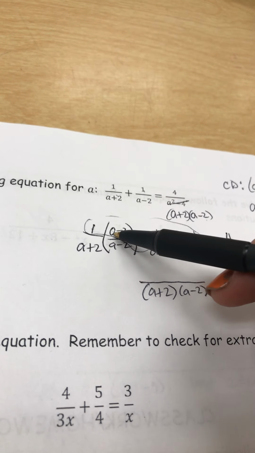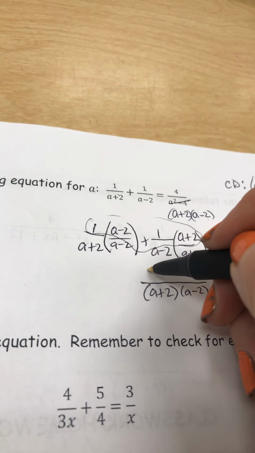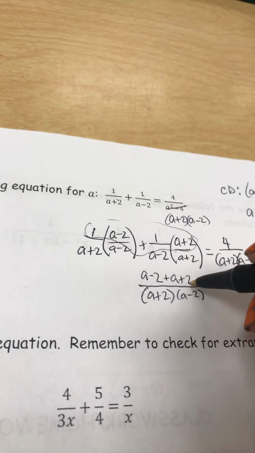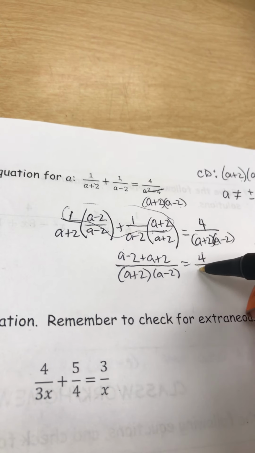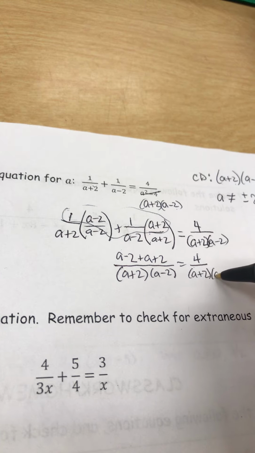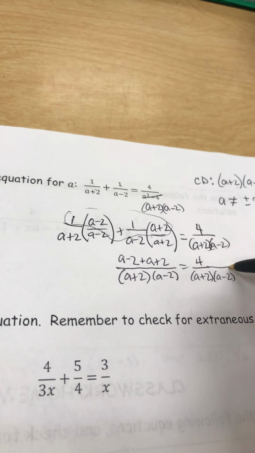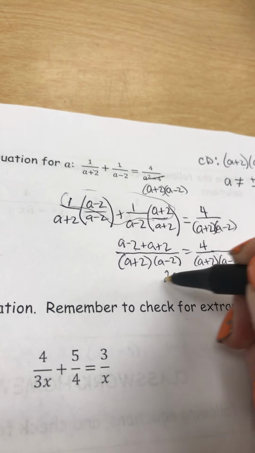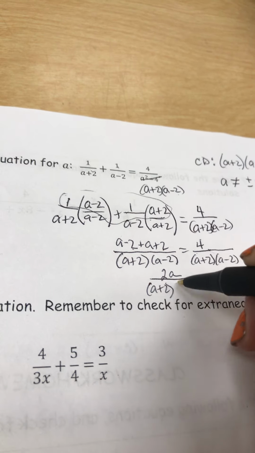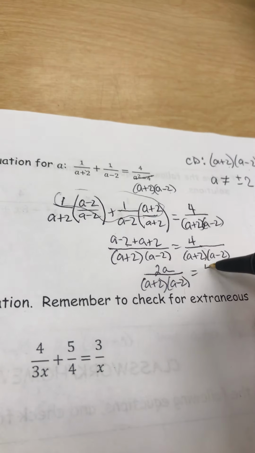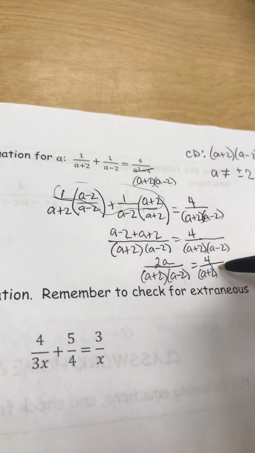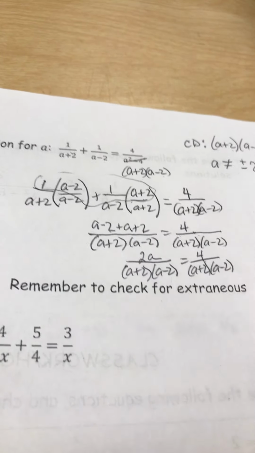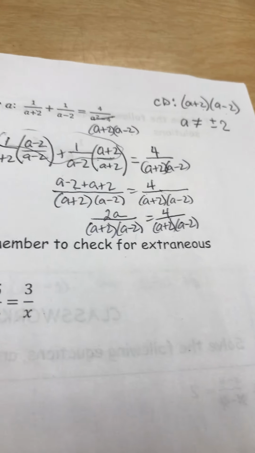It's 1 times a, 1 times negative 2, so it's a minus 2 plus a plus 2 equals 4 over that same a plus 2, a minus 2. This can combine, the 2's cancel, and I get 2a over a plus 2, a minus 2, equal to 4 over a plus 2, a minus 2. Okay, that's as far as I could go with getting common denominators, with adding, subtracting, with any of that.